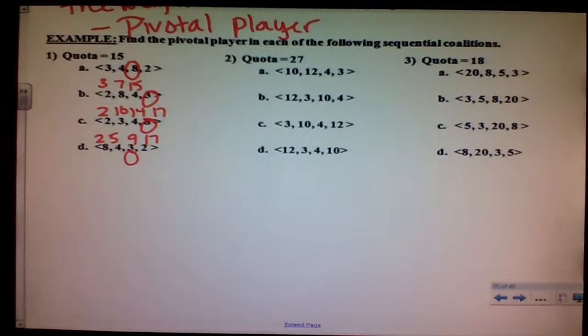If you feel like you're good with these ones, example 1 and 2 at the bottom, list your sequential coalitions. You should know how many you need. List them and circle your pivotal players. That's too much work. No, it's just for right now.